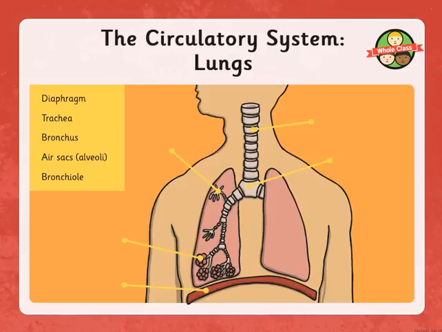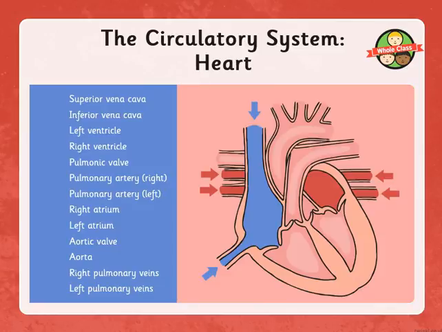Let's go a bit deeper into the circulatory system and look at the lungs. Here I've got some labels on the side. Can you locate these on the diagram? Diaphragm, trachea, bronchus, air sacs or alveoli, and bronchiole. Did you get them right? A bit tricky this time.